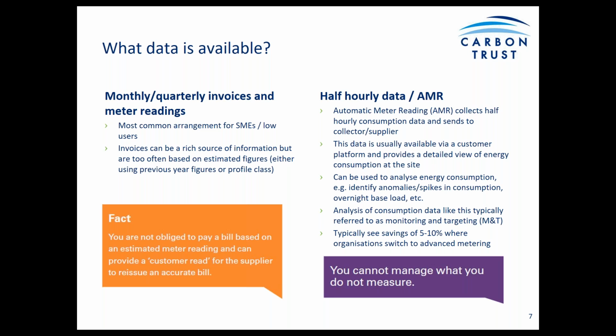Analysis of consumption data like this is typically referred to as monitoring and targeting, and we typically see savings of around 5 to 10% where organizations switch to more advanced metering like AMR.